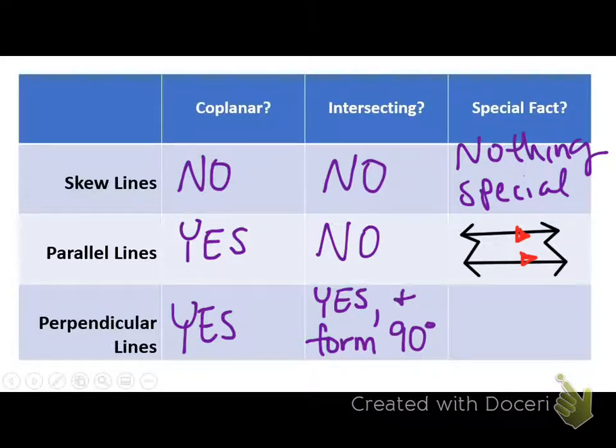All right, and then the special fact, if you're looking at a picture and you're trying to decide if these 2 lines are indeed perpendicular, what would I look for in the picture? The square. The little square, a little box. Perfect. Now that we've refreshed, you can go back to the front.